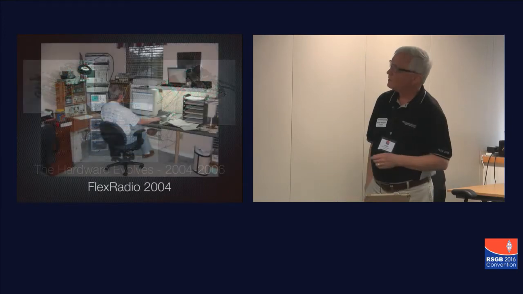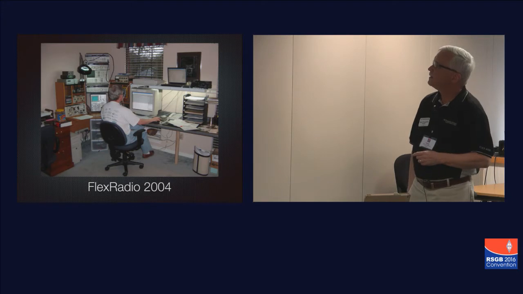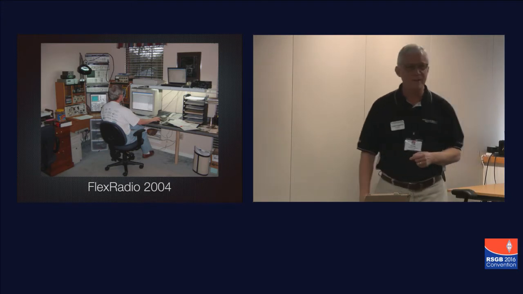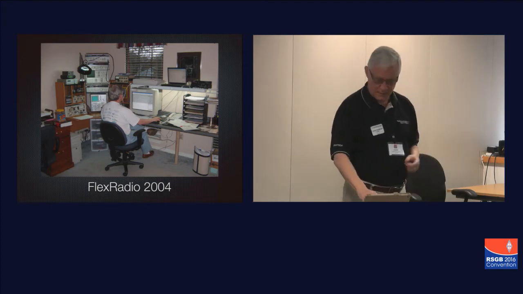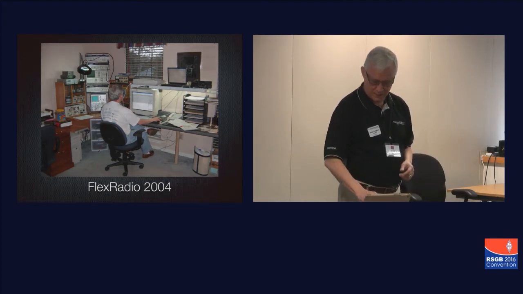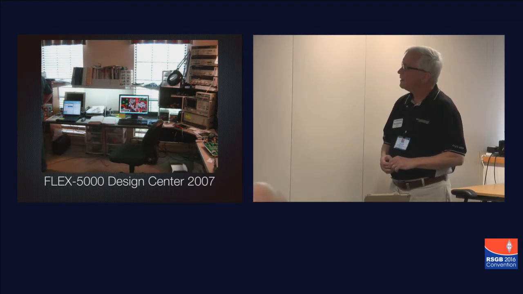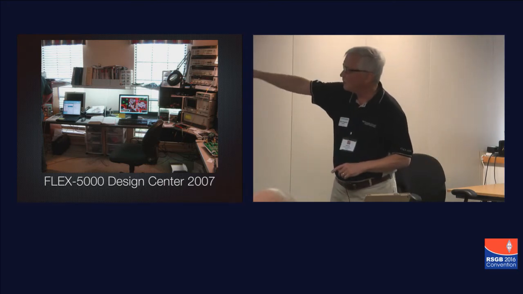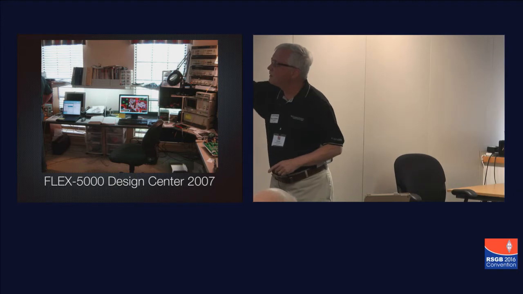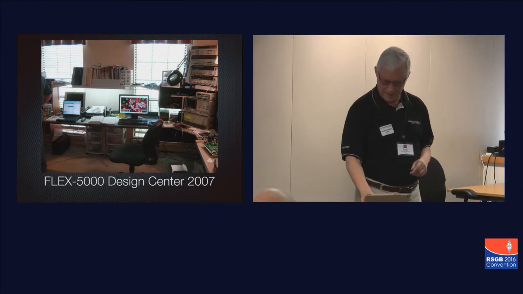And this is what the development lab looked like in 2004. My hair was not quite as white then as it is now. I was actually doing software development in those days. And then around 2007, it evolved a little bit. And here's working on the Flex 5000. That's actual artwork for the 5000. These are the boards over here and test equipment there. That's the Flex 5000 in development.